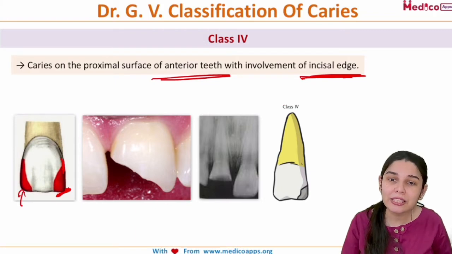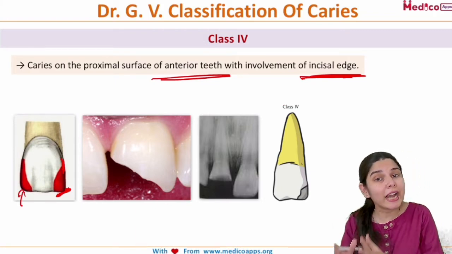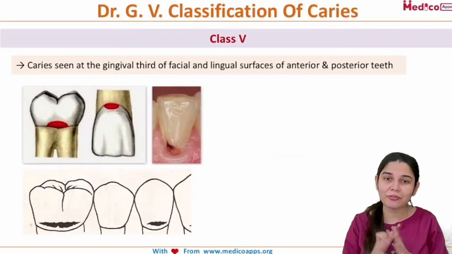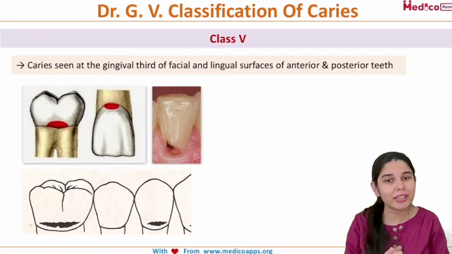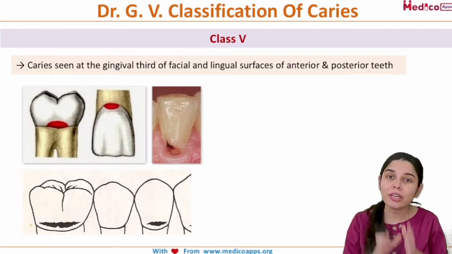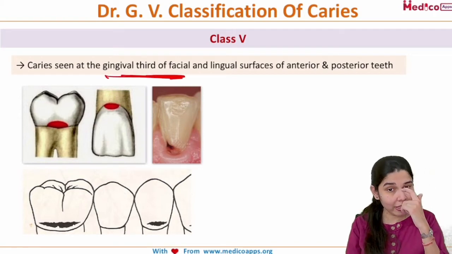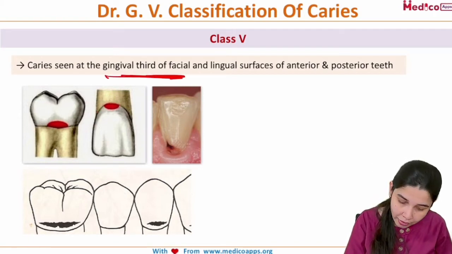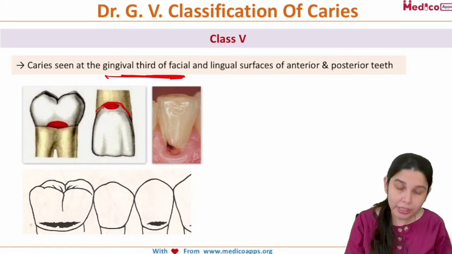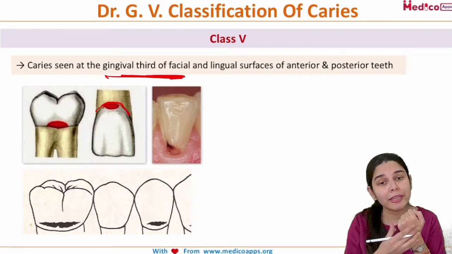Okay, with this, I am now going to move to class 5. Let's jump to class 5 and understand what exactly this is. Here the caries are seen at the gingival third. Gingival third, you know, is the lower part of the tooth, the part which is covered by the gingiva.